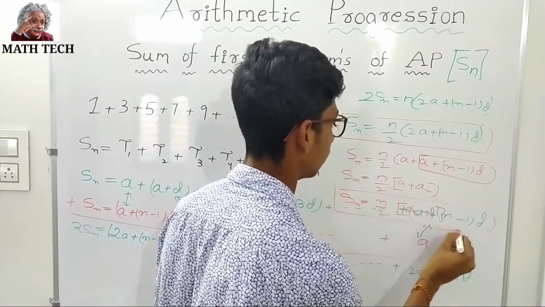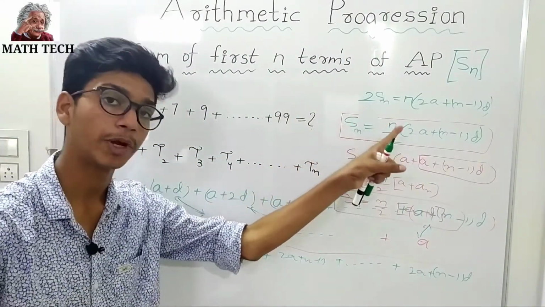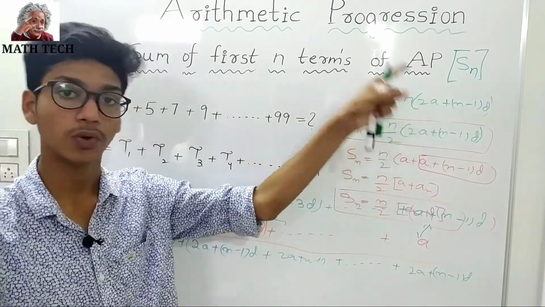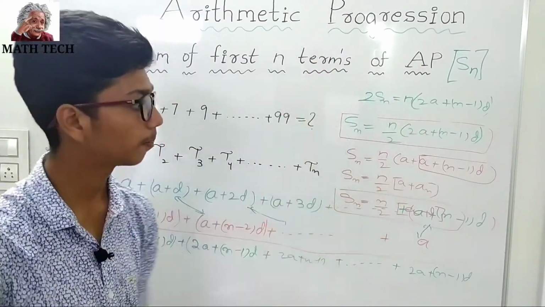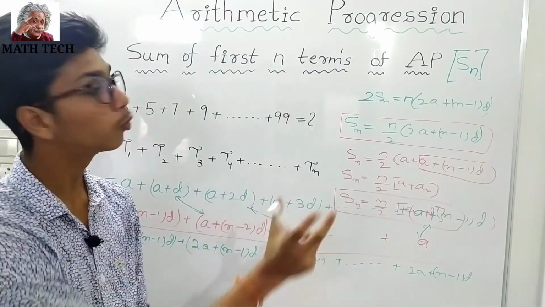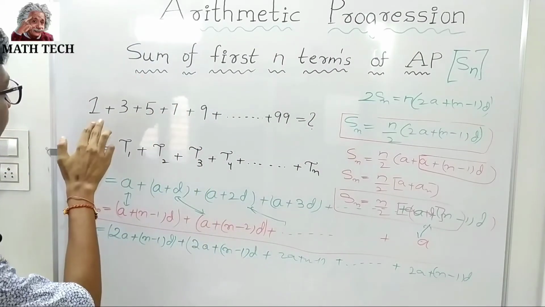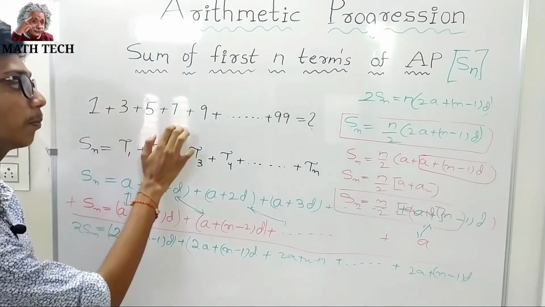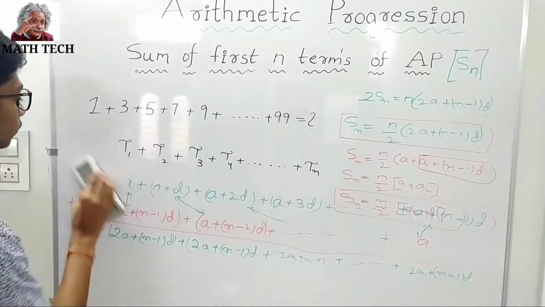Sn is equal to n by 2 of 2A plus n minus 1 into D, or n by 2 of A plus L. Okay, this is a derivation, a proof for the sum of n terms of an AP. Now the question is given: 1 plus 3 plus 5 plus 7 plus 9. Let's find the value of this.